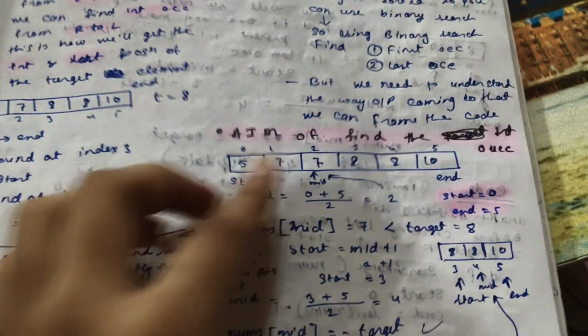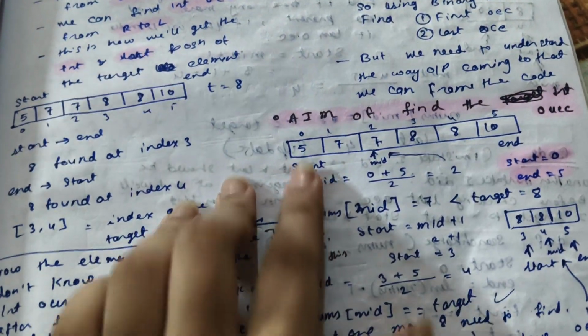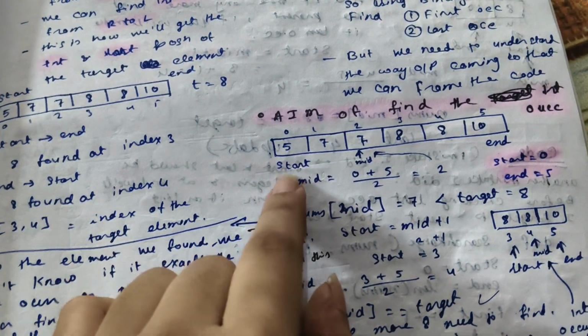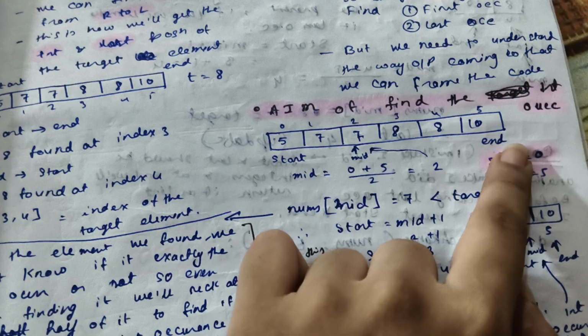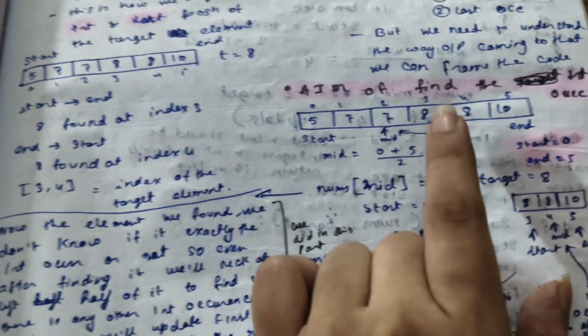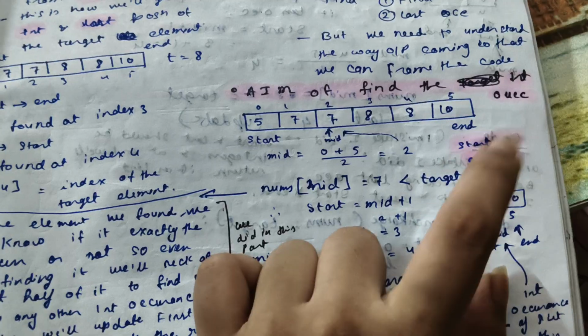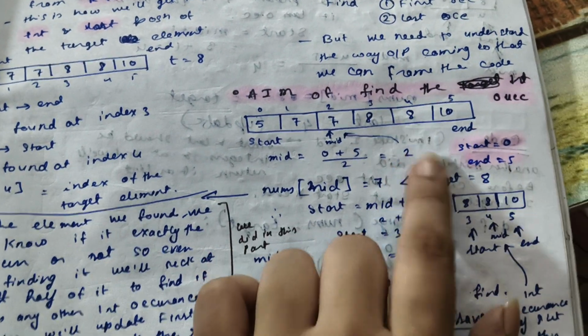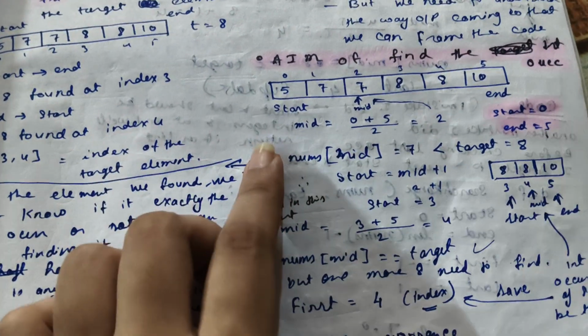So here we are first doing that. Here our aim is to find the first occurrence. The first step will be simple: start is the first index, end is the last index. That is, we can denote it like length of array minus 1 will be the end. While coding I am going to show this.